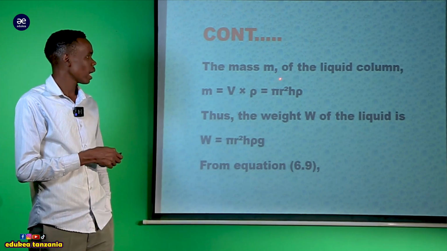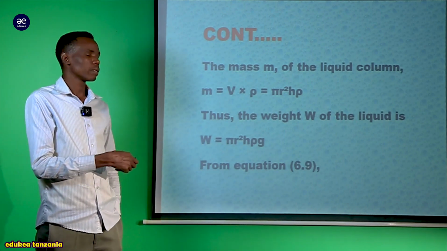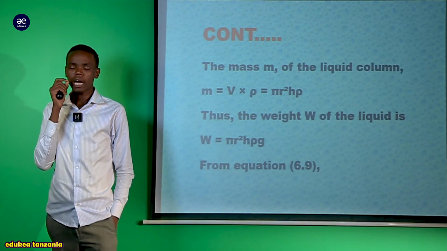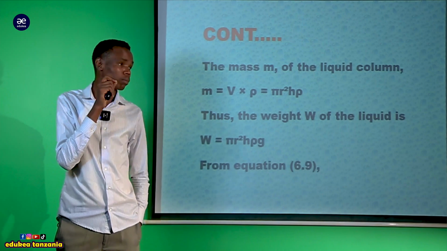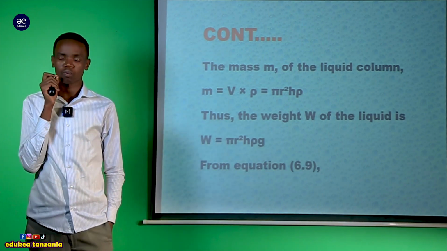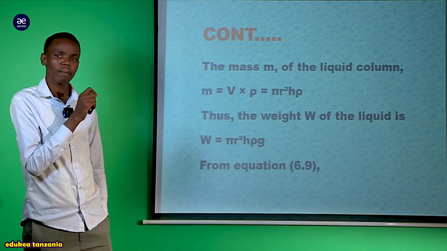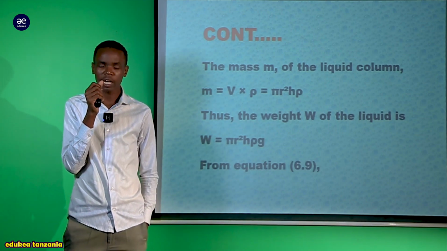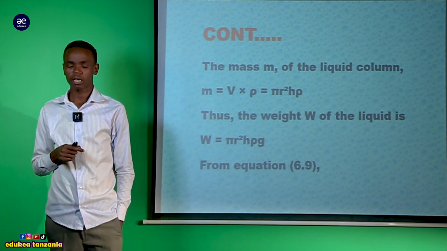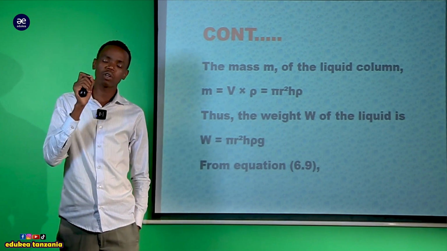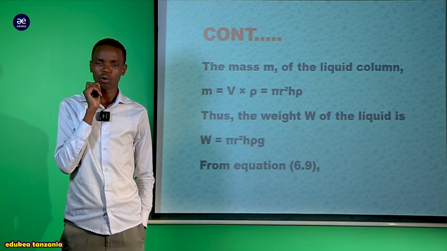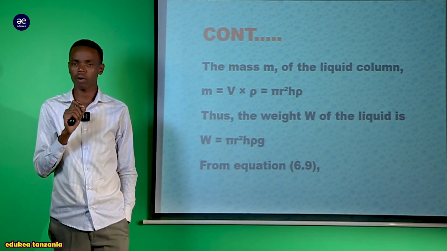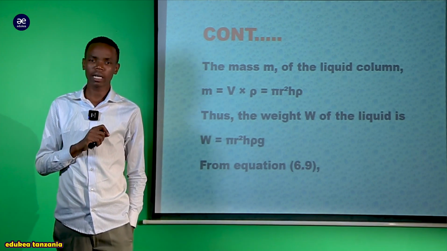So the mass m of the liquid column is represented by the volume times the density. Now let us go and determine the mass of the liquid column. The mass of the liquid column, my dear student, is obtained from the relationship between the density, volume, and mass. We say that density is equal to mass divided by the volume. But here we want to identify the mass of the liquid column. How can we get the mass of the liquid column?